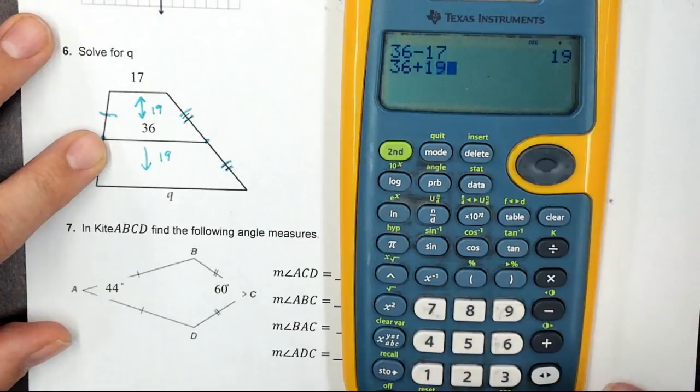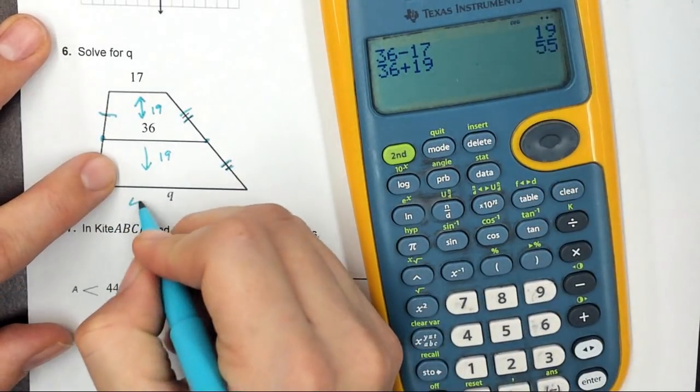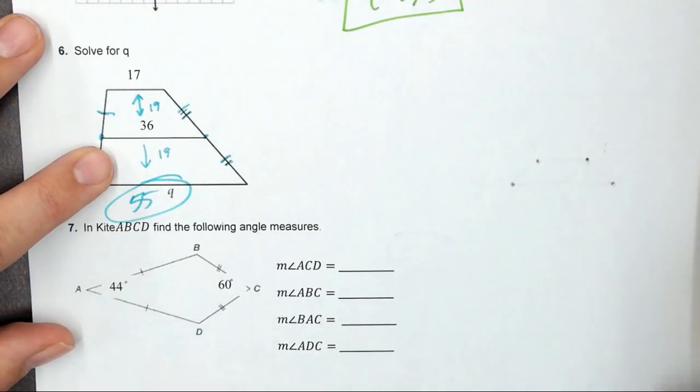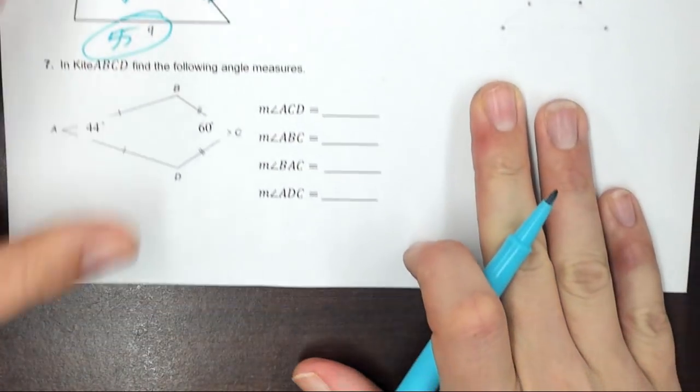55, and I'm done. Again, you can use the formula if you want. It'll work the same.